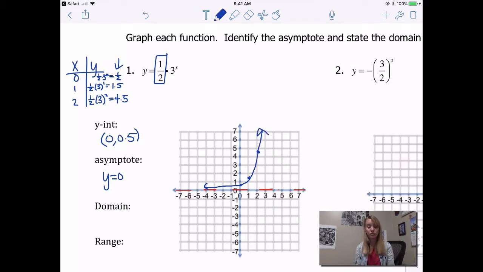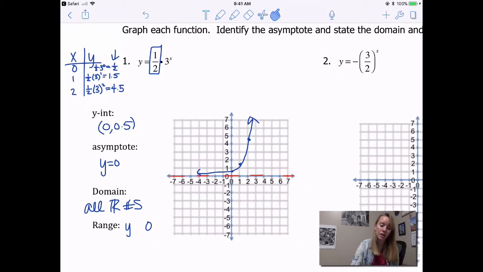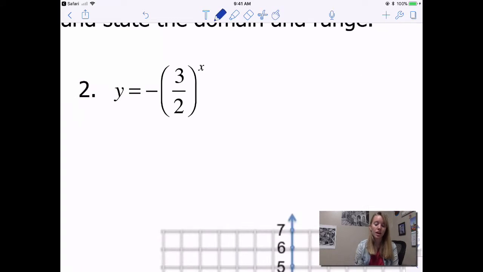And that's the graph. My domain is going to be all real numbers. It's always going to be all real numbers. And my range is going to be all of the y values above or below the asymptote. So the asymptote is 0, so y is going to be related to 0. And this time, all of my y values are above the asymptote. So I say y is greater than 0. That's going to be your process for every single graph: graph your table, find your asymptote, remember the shape of the graph, and then finish your graph.